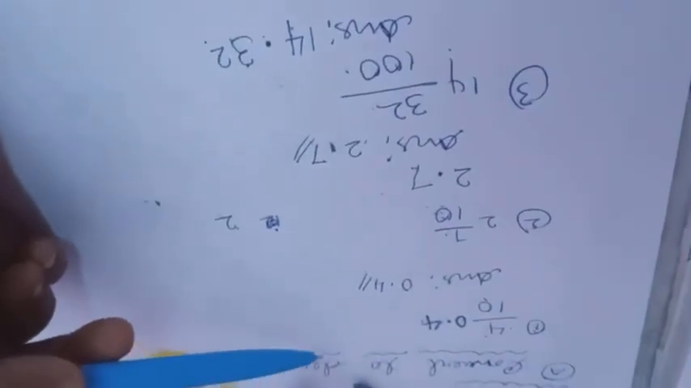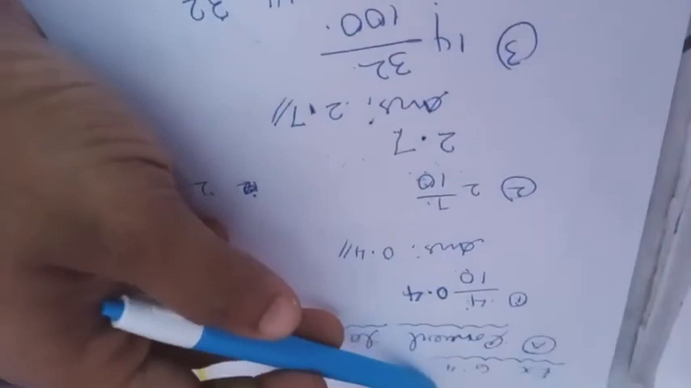This is exercise 6.4, convert to decimals. The rest of the exercise in the 6.4 section we will continue in the next class.